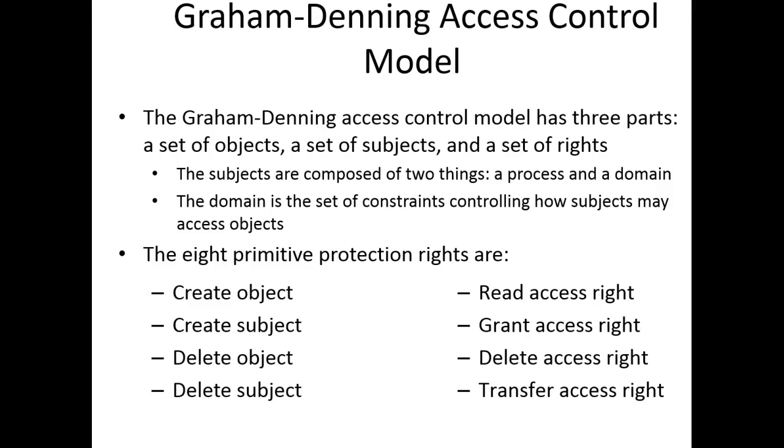The other one is the Graham-Denning access control model, which has three parts: a set of objects, a set of subjects, and a set of rights. The subjects are comprised of two things: a process and a domain. The domain is basically a set of constraints that control how the subject may access that object. There are 8 primitive protection rights: create object, create subject, delete object, delete subject, read access right, grant access right, delete access right, and transfer access right.